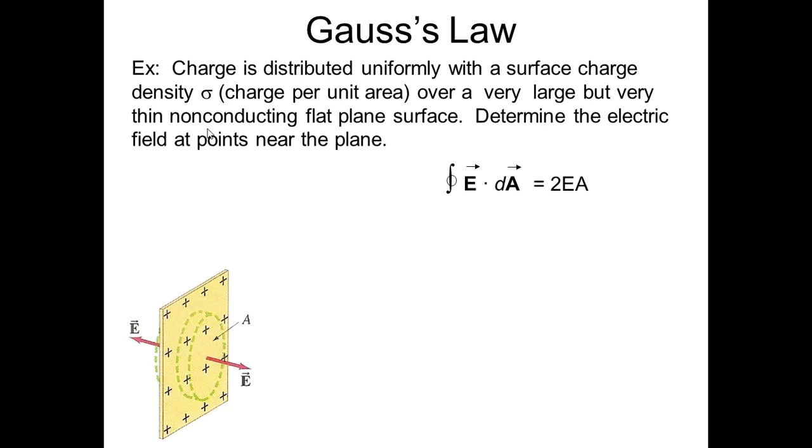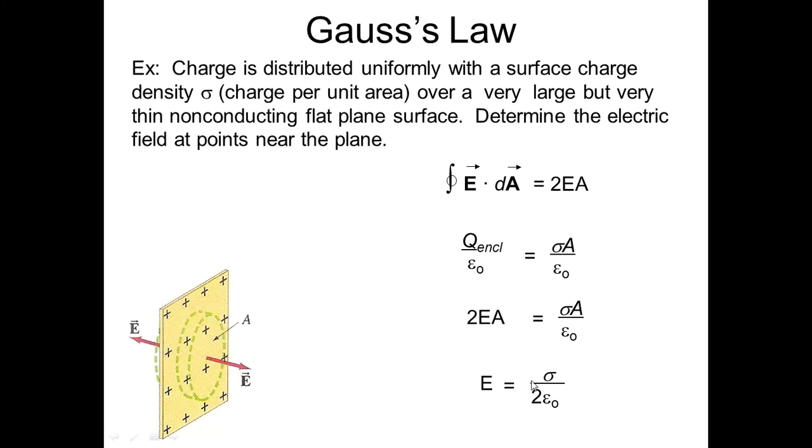Somebody type in so I know you're thinking. Yeah, I'm going to have to multiply by area. So Q enclosed over epsilon naught. The Q enclosed is going to be sigma times the area over epsilon naught. Now I just set these two equal. I have 2EA equals sigma A over epsilon naught. The A's cancel, and I get E is equal to sigma, which is a constant, over 2 epsilon naught.